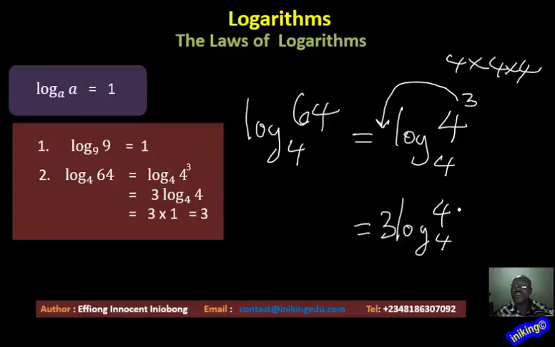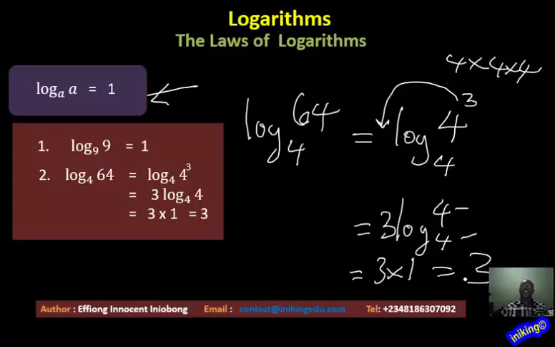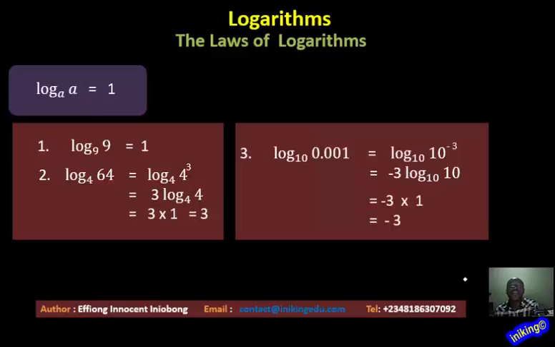Now here we have the logarithm of a number to the same base. And the rule says what? The rule there says it should be equal to 1. So this is like 3 times 1. And that gives us 3. So the logarithm of 64 to base 4 is 3.